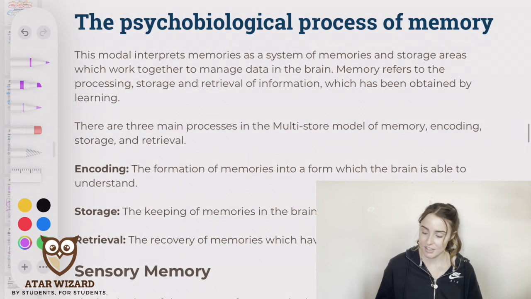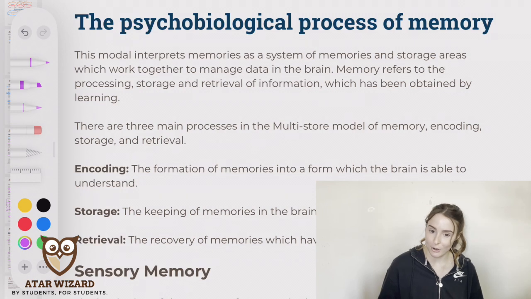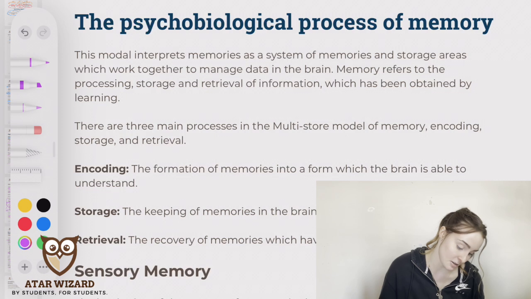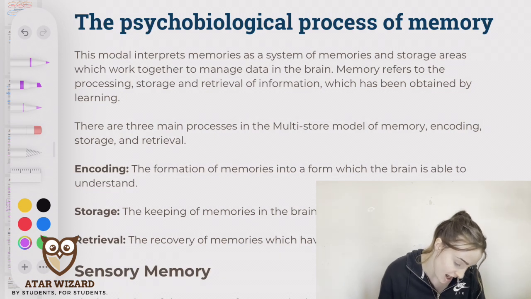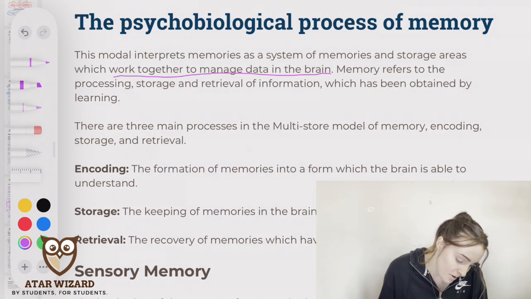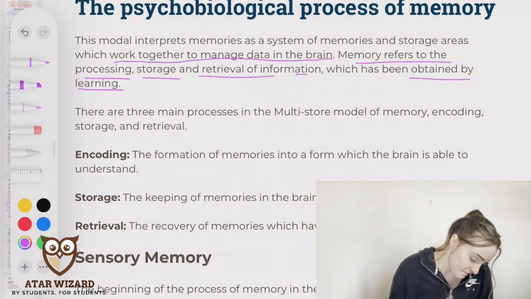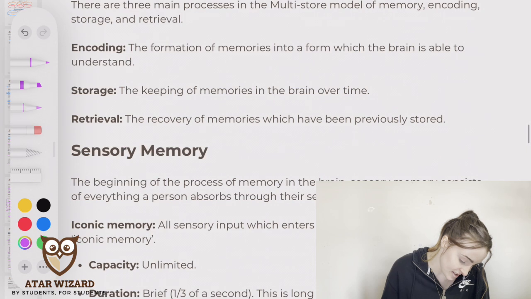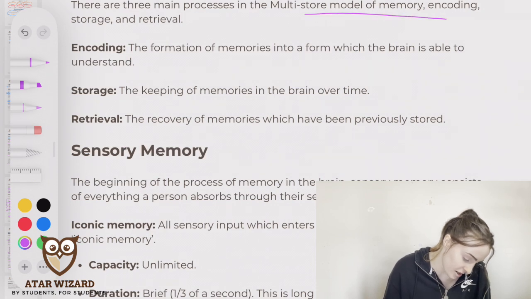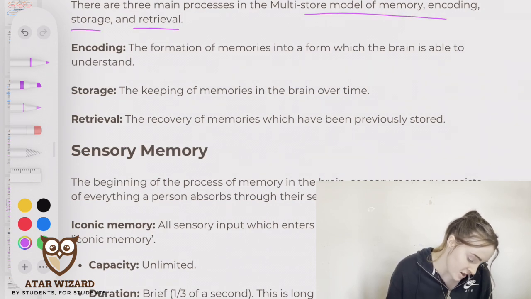So this Atkinson-Shiffrin multi-store model of memory interprets memories as a system of memories and storage areas which work together to manage data in the brain. Memory refers to the processing, storage, and retrieval of information which has been obtained via learning. So there are three main processes in the multi-store model of memory: encoding, storage, and retrieval.